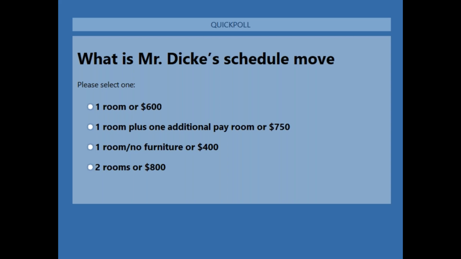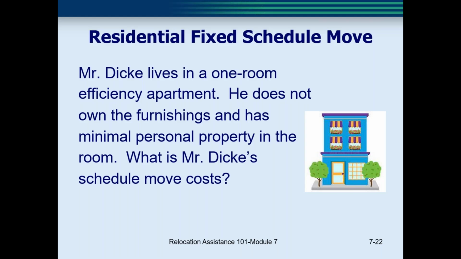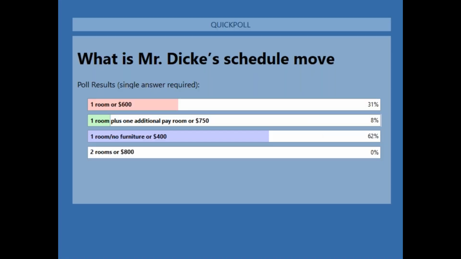I need one more answer here, and I can close the poll out. Okay, there we go. I'm going to close the poll out and share the responses. All right, we have 62% chose 1 room with no furniture or $400. 31% chose 1 room or $600, and 8% chose 1 room plus 1 additional pay room or $750. And the correct answer is C.